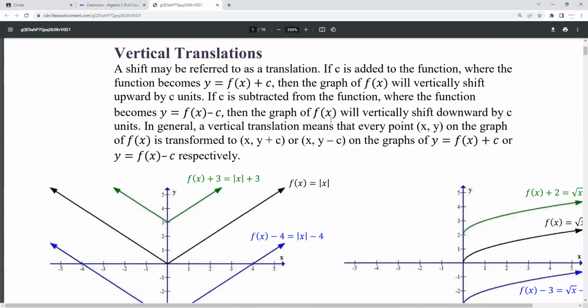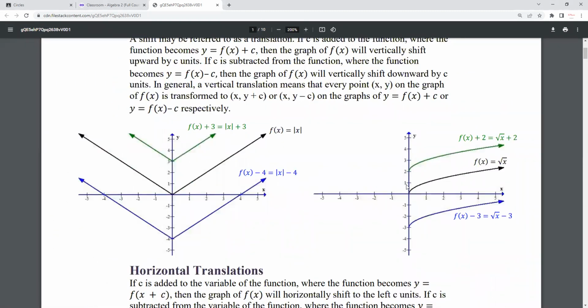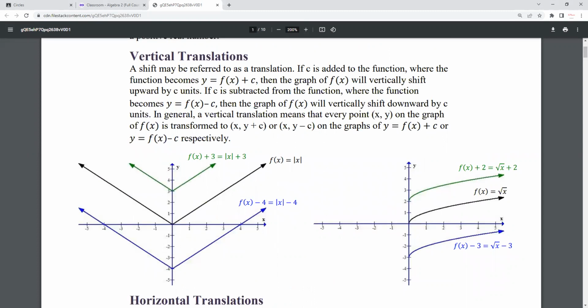So here we have a vertical translation. Let me zoom out a little bit. We have a vertical translation, which means it's moving vertically. Here, it moved 3 units up. You can tell by looking at the function. This is the parent function, right? This is the function when nothing else is added to it. That's just your standard basic parent function.